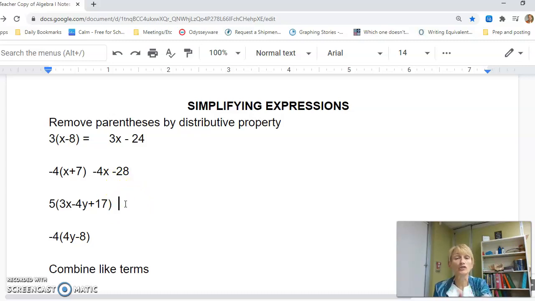Sometimes there could be multiple things inside the parentheses. I can't add any of them together because they're not like terms. So I just take the 5 times each thing inside, every term inside. It's a new term if I hit a plus or minus sign. So 5 times 3x is 15x. 5 times negative 4y, negative 20y. 5 times 17 plus 85. And then you just walk away.